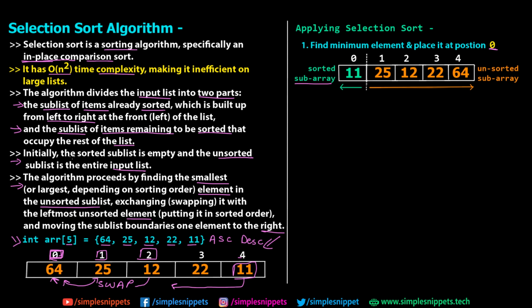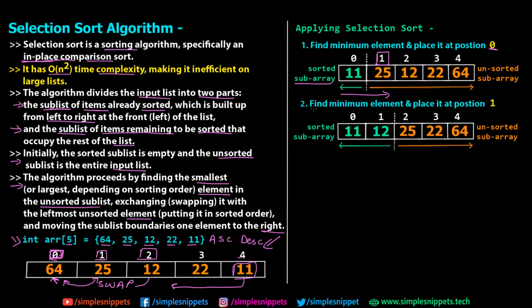So these are what the points were saying. We make two parts of the entire list or entire array. The first one is the sublist of items already sorted, which is built up from left to right. So starting from the left, we will slowly move ahead, and in the next step, we will select position number 1 and bring the smallest value at position number 1. Okay. So let's see step number 2.